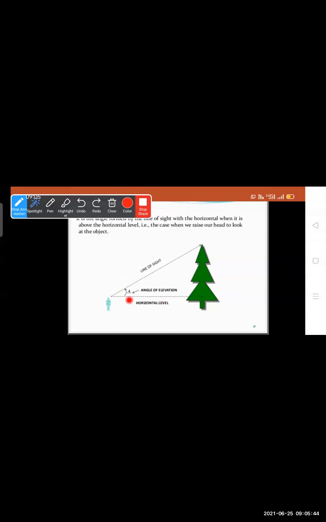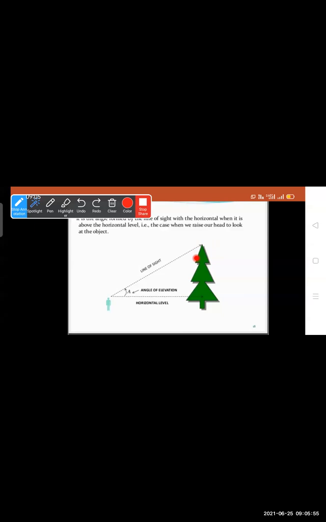So what is meant by angle of elevation or angle of depression? It is the angle made by the line of sight with the horizontal. Okay, when it is above the horizontal level, that is the case when we raise our head to look at the object. So students, see, this one is the horizontal level. And we want to find the height above it. Means we raise our head to look at the object.